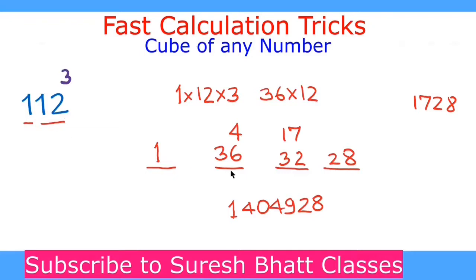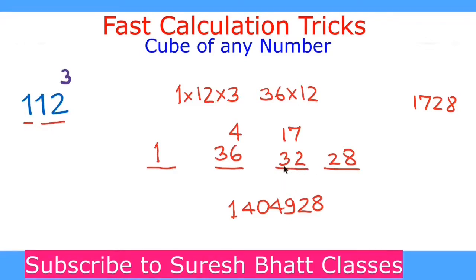We just revised this trick. 112 we have to split into two parts, which is 1 and 12, and we make 4 portions. In the first portion we take the cube of first number, which is cube of 1. In the second portion we have to multiply these two portions, 1 and 12, and we multiply it by 3. So we multiply 1 by 12 multiplied by 3, which is 36. Now we multiply this 36 by the second portion of the question, which is 12. 36 multiplied by 12 is 432.